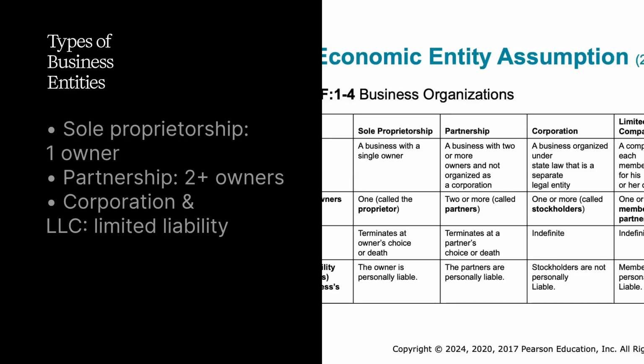Life of organization: a sole proprietorship terminates at the owner's choice or death, right? Because the owner and the business are one entity. Partnerships terminate at the partner's choice or death, right? So depending on the partnership, they can last quite a while, right? Corporations, one thing people love about corporations is they're indefinite. Easy to transfer ownership. You just transfer over stocks, right?